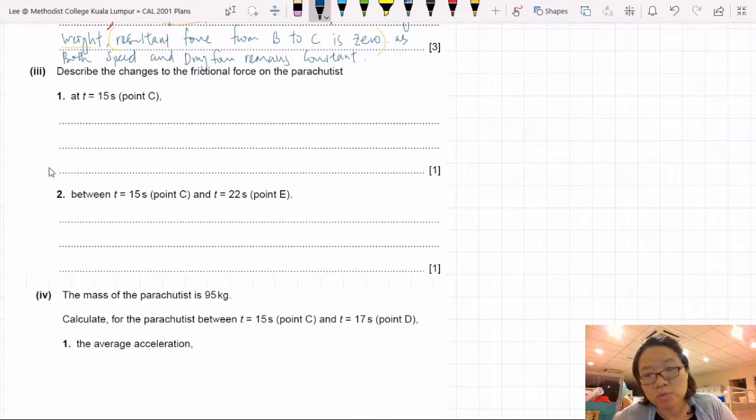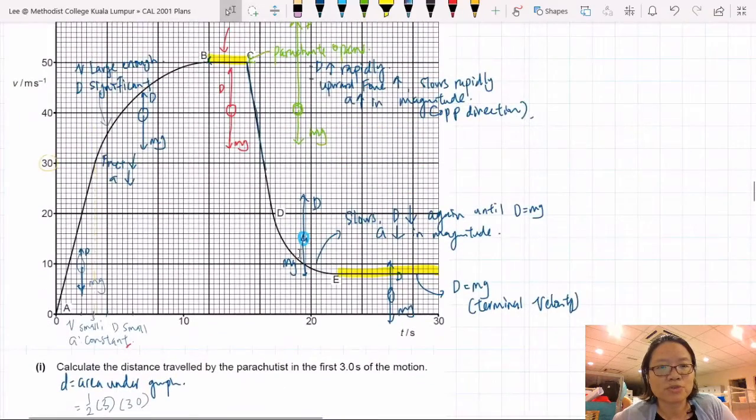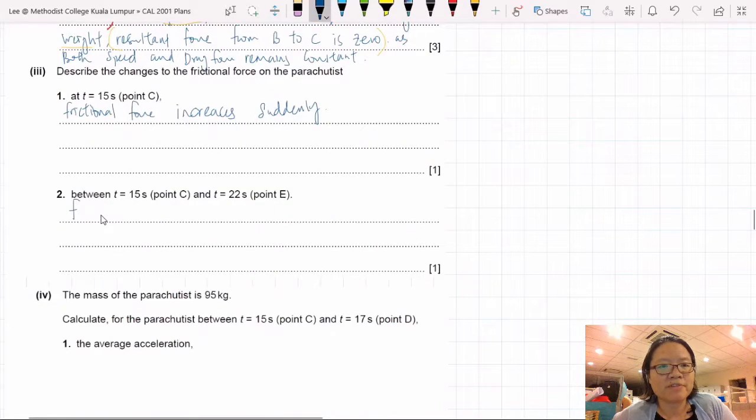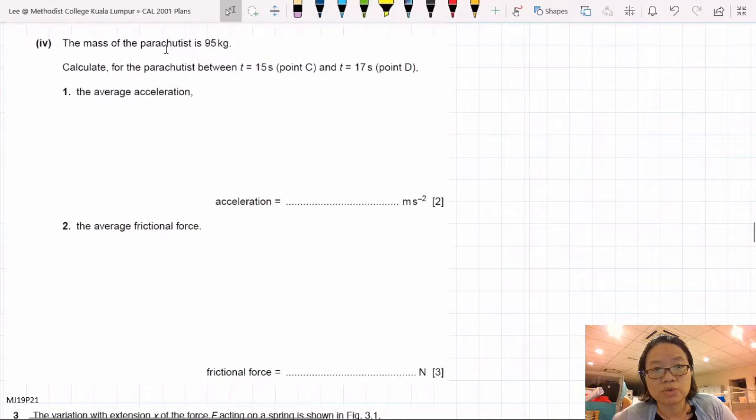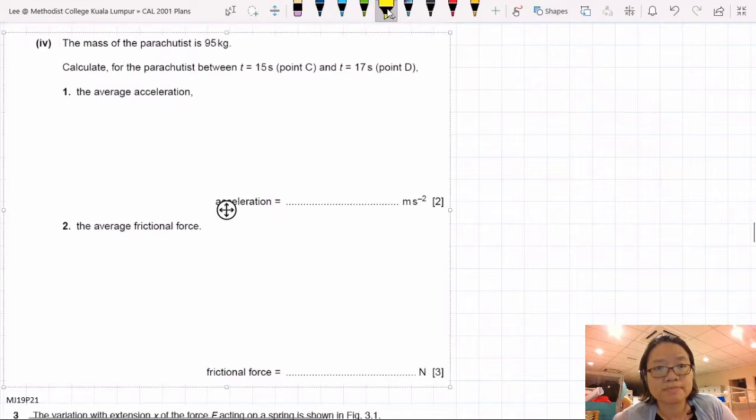Same thing happens after you open the parachute. Drag force too big, you slow down, drag force decreases until equal to mg. Same speed. You can land safely. Anyway, describe the changes with the frictional force on the parachutist at 15 seconds. So it increases suddenly at a large magnitude because you open the parachute now. Okay? So after 15 seconds, the friction will decrease because you already slowed down.